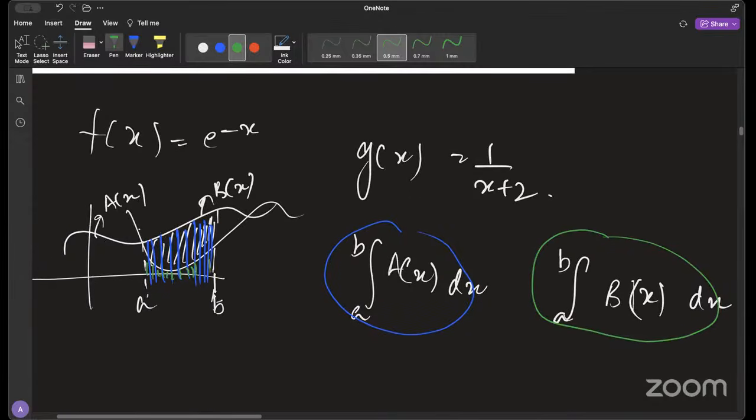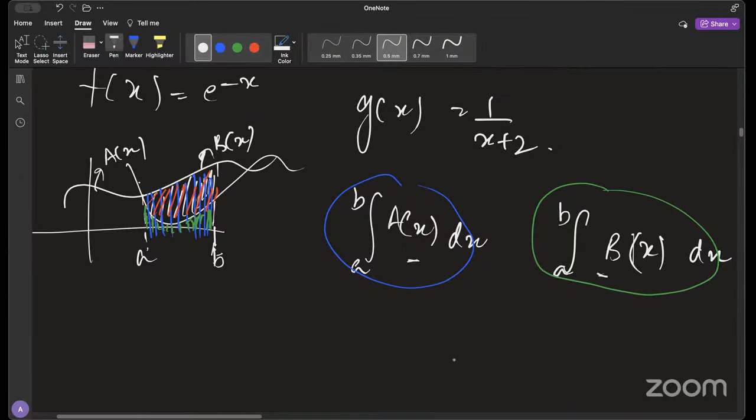The area under the B curve, right? So it's going to give me this area. And if I subtract this green area from the blue area, I'm going to get the required area, which is this one, right? The area between these two curves is the red one. And to get the red one, from the blue area, I'll have to subtract the green area. That means from this one, I'll have to subtract this one.